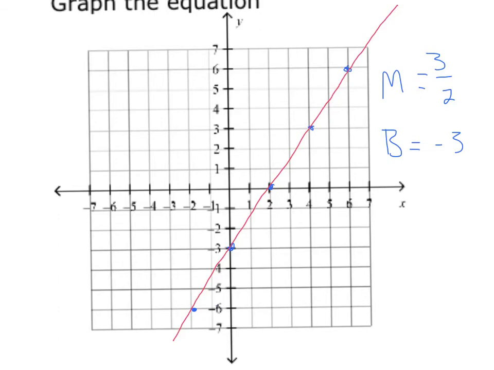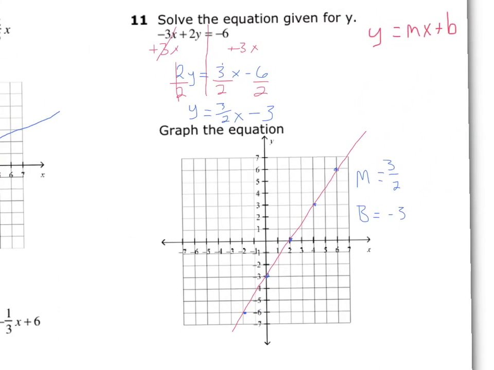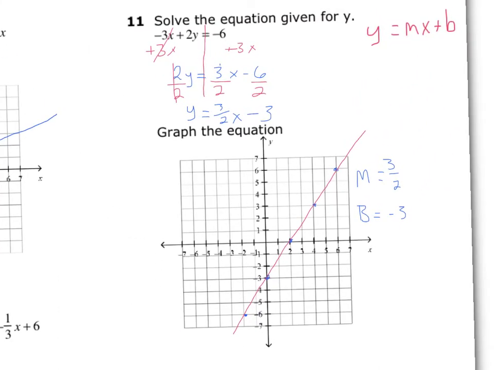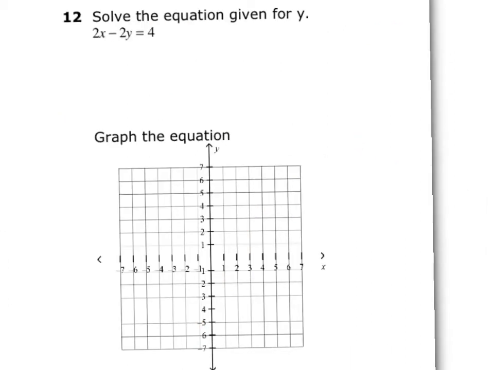So the first thing that we had to do was we had to get the equation that was in standard form into slope-intercept form by doing opposite operations. And then once I have it into slope-intercept form, identify the slope and the intercept, write them down, and then plot the points. Okay, number 12, we're going to do the same thing. It says solve the equation given for y, so we need to put it into slope-intercept form. It needs to look like y equals mx plus b.